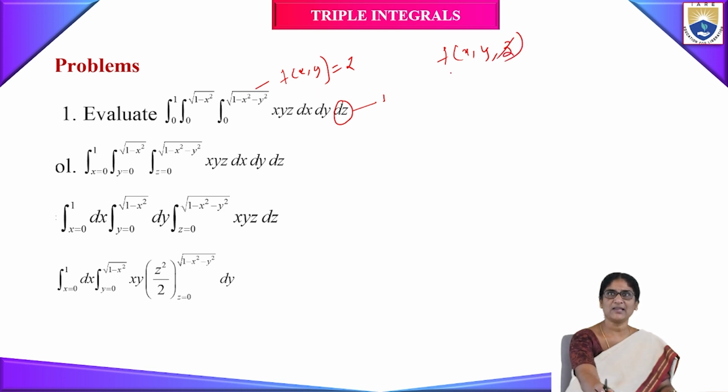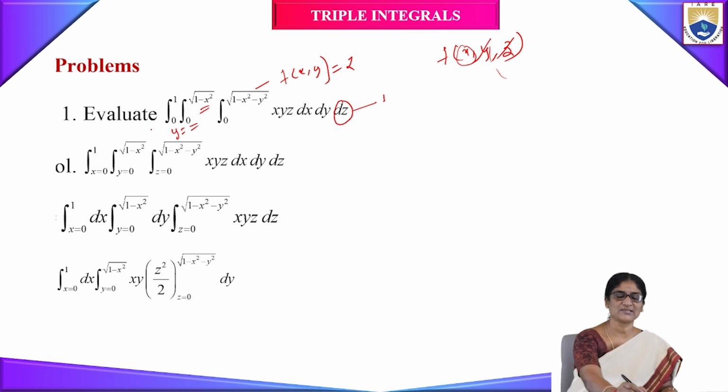Then the remaining variables are in terms of x. That means these are the limits of y: y goes from 0 to root over 1 minus x square. Then the last one: even this y variable can be eliminated, and only one variable remains, that is x. That means the last constant limits for x are 0 to 1.